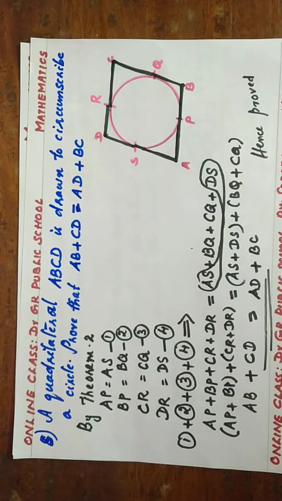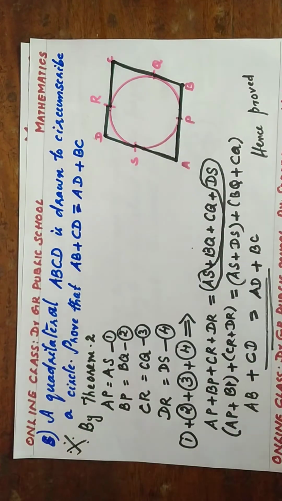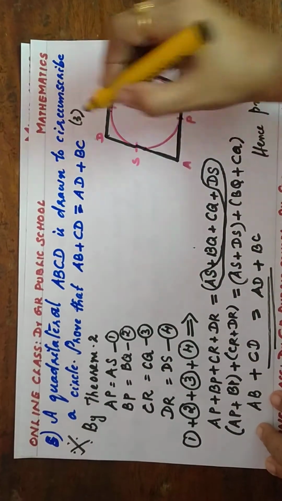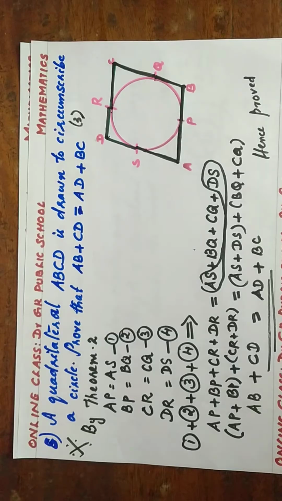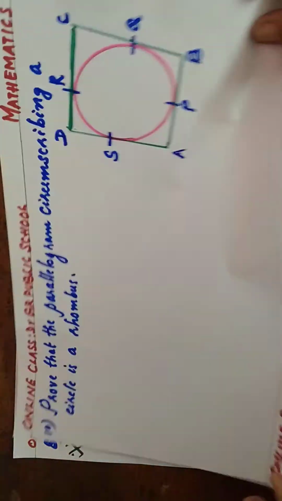Very important is theorem 2. This is also a very important question. It is asked many times in the board exam as a 3-mark question. Most of the time we find that this question is asked for 3 marks during the board exam. I hope all of you understand this one. Okay. Now we can discuss one more question.